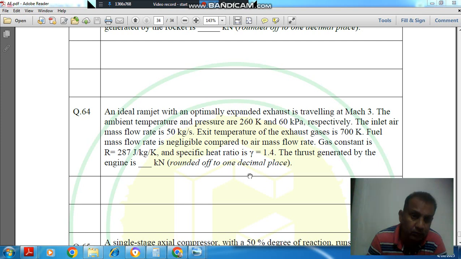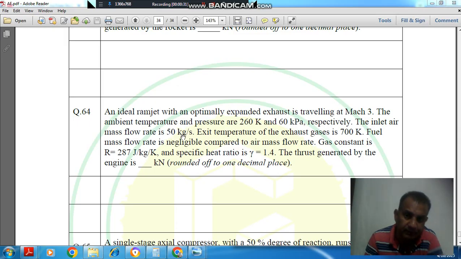2025 Aerospace Engineering paper. Question number 64: an ideal ramjet with an optimally expanded exhaust is traveling at Mach 3. The ambient temperature and pressure are 260 Kelvin and 60 kPa respectively. The inlet air mass flow rate is 50 kg per second.